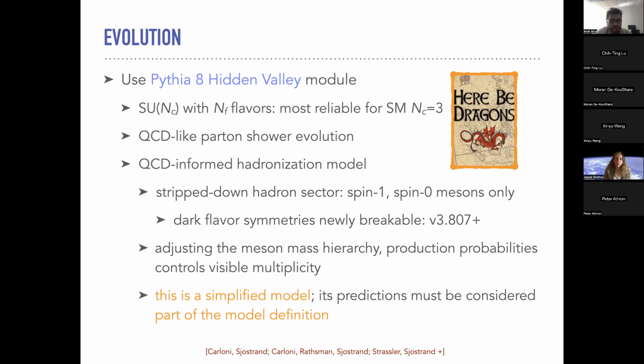That means if you want to consider doing experimental searches that rely on this module, and I want to mention this is a lot of work to create and maintain this tool, and it is by far the best tool on the market. There's really no other general replacement for this tool. Its predictions must be considered part of the model definition. And that's just something that is true and unfortunate if you want to do searches for non-perturbative hidden sectors.